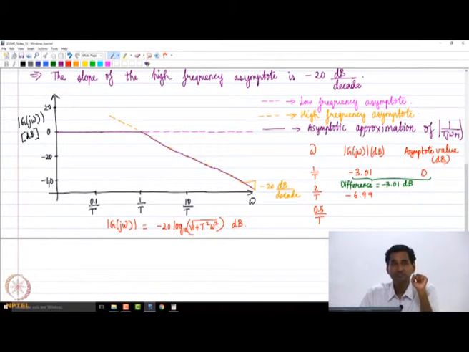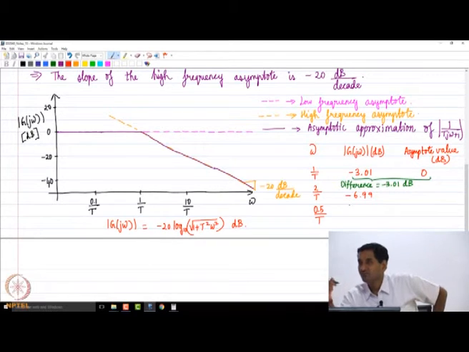So what is the asymptote value? Where will you substitute for the asymptote value? You will substitute in the high frequency asymptote. Why? Because now the omega is greater than the corner frequency. So I can't say the asymptote value is 0 decibels. I have to use the high frequency asymptote. What is the high frequency asymptote? It's minus 20 log T omega.